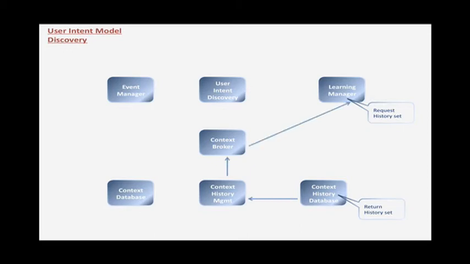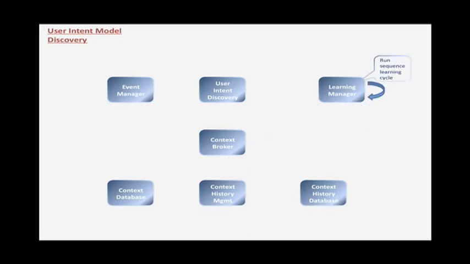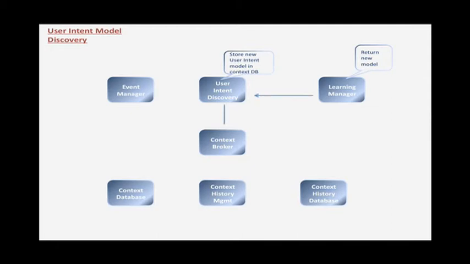The user's behavior history is then processed by a sequence learning algorithm to discover repeated patterns of behavior. Each sequence is a linear list of user actions representing some task, and a new user intent model is created from the discovered tasks. The LM returns the new user intent model to the user intent discovery subcomponent, where it is stored in the user's context database.